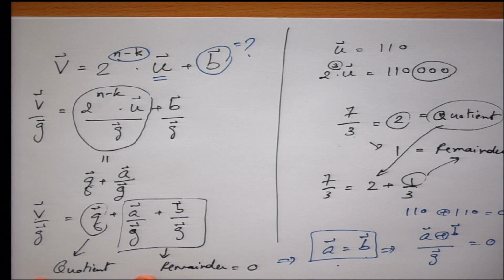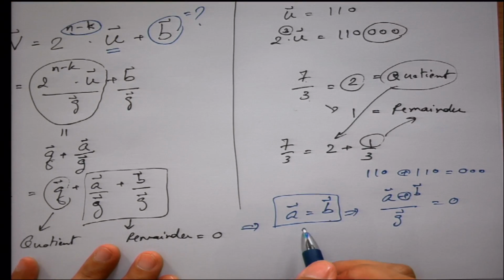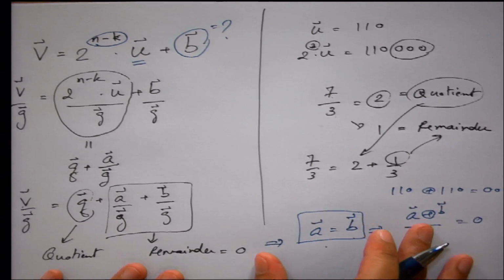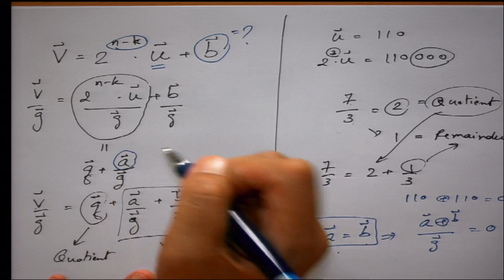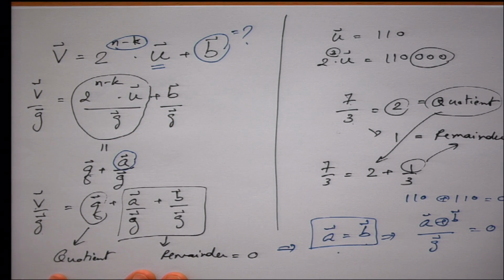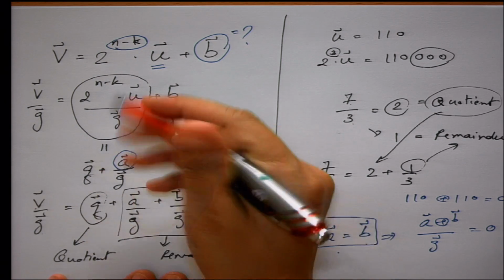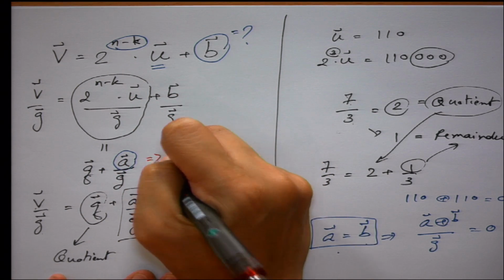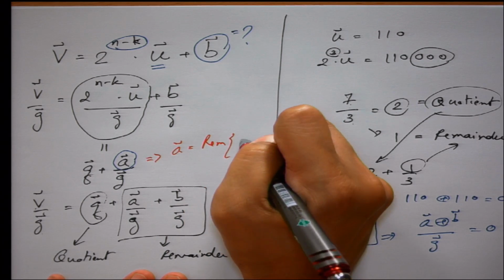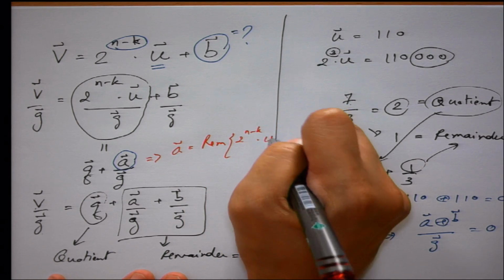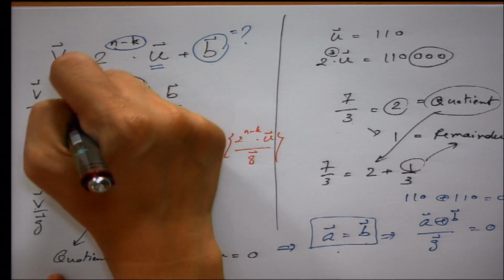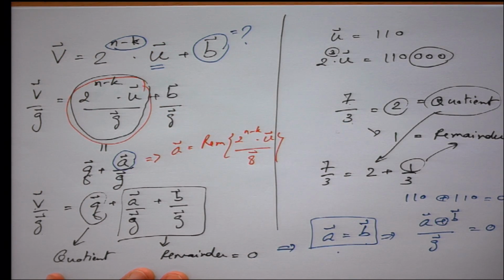Now, how to find B? B has to be equal to A, right? B equal to A, then what is A? How can you get A? A equals the remainder of 2 to the n minus k multiplied by u divided by g, right? The remainder of this one is A.